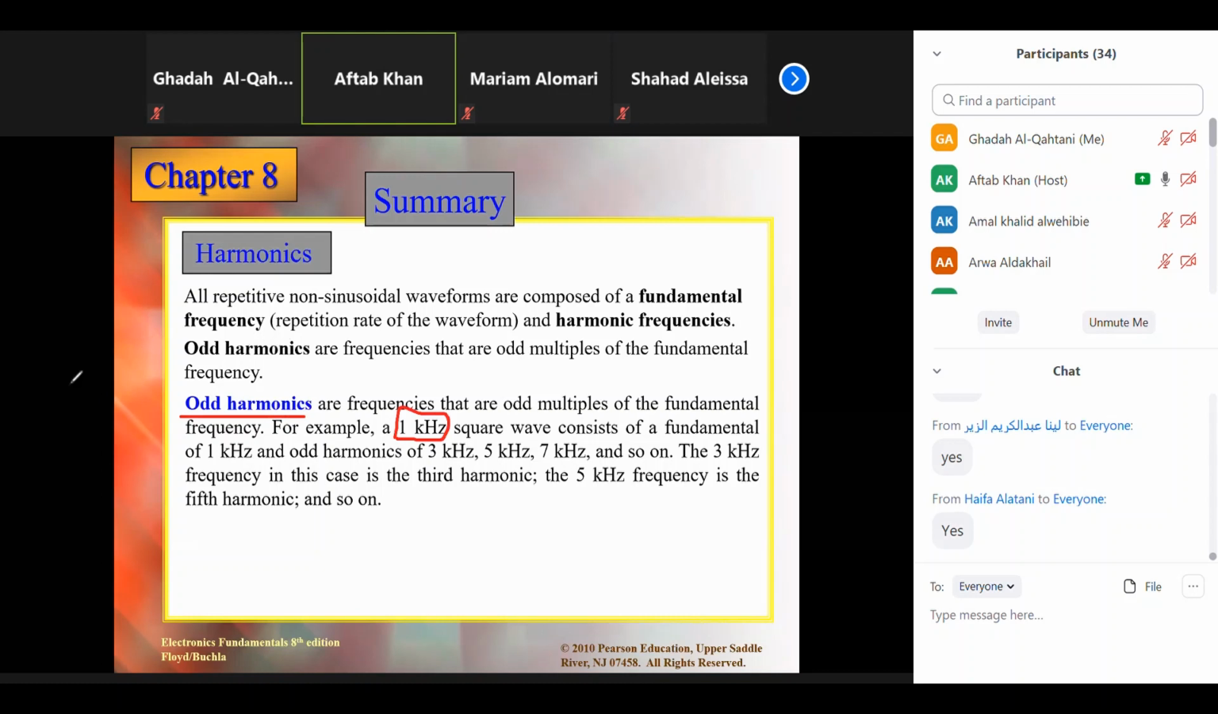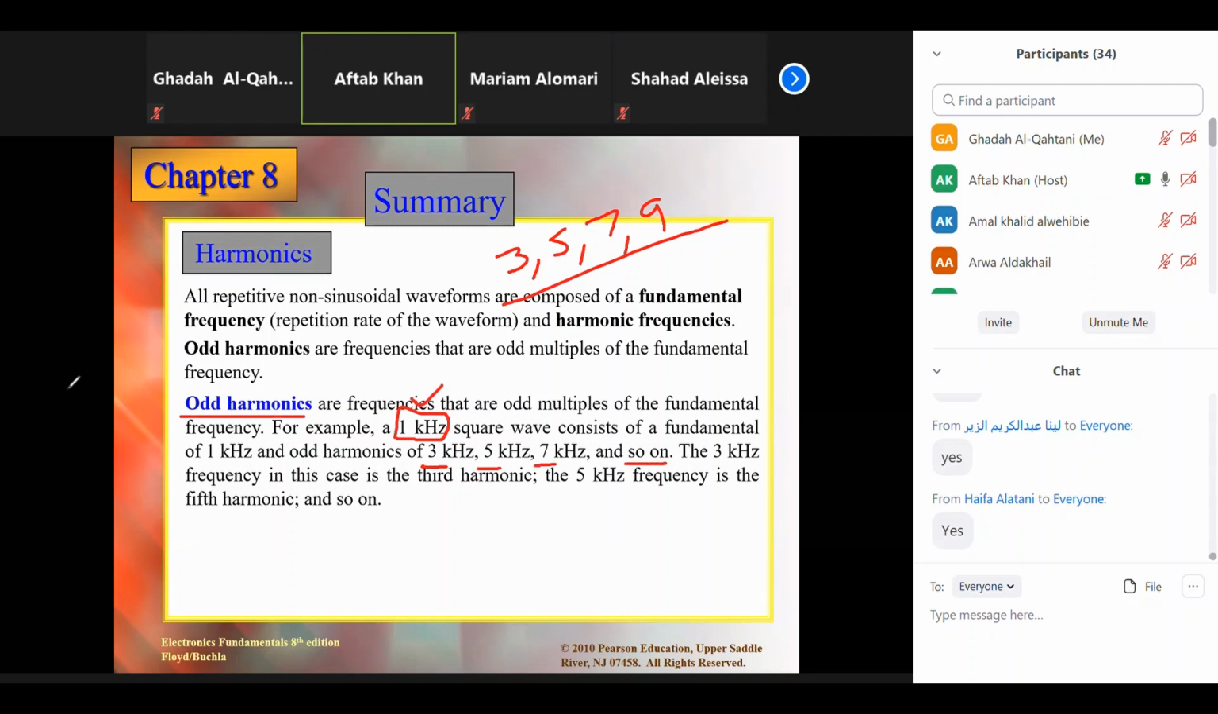Odd harmonics are obtained if I multiply the fundamental frequency by the odd numbers. What are the odd numbers, guys? 3, 5, 7, 9. If I multiply by these odd numbers, the frequencies I receive are called the odd harmonics of this fundamental frequency. That is, 3 kilohertz, 5 kilohertz, 7 kilohertz, and so on.